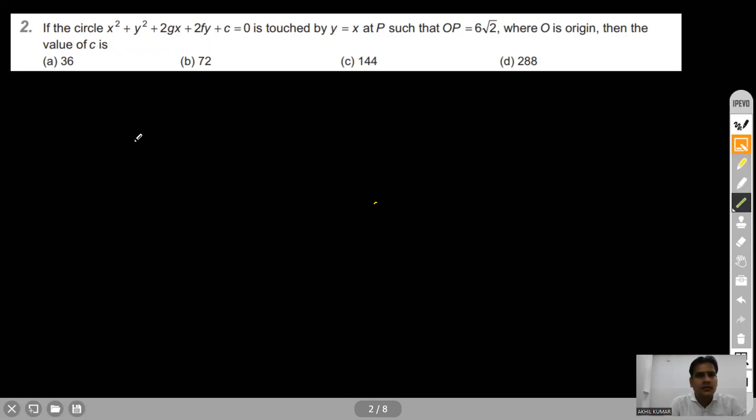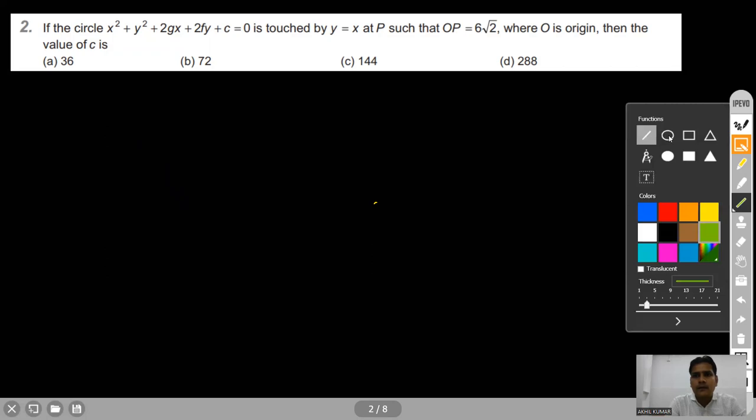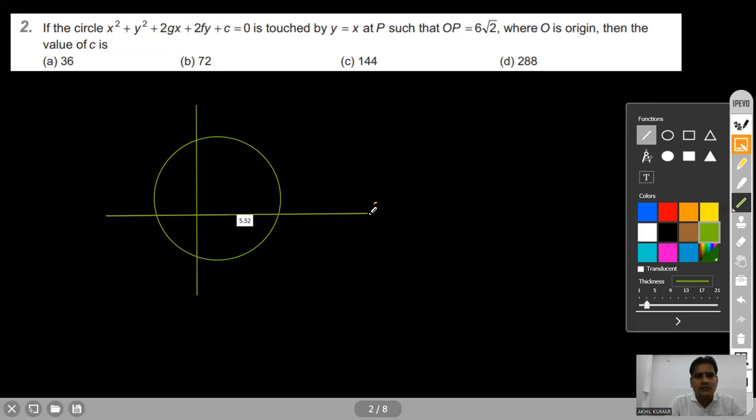So one circle is here. This is our circle. Okay. And it is given, it is touched by the line y equal to x. So, let me draw a coordinate axis. And let me draw this y equal to x line.